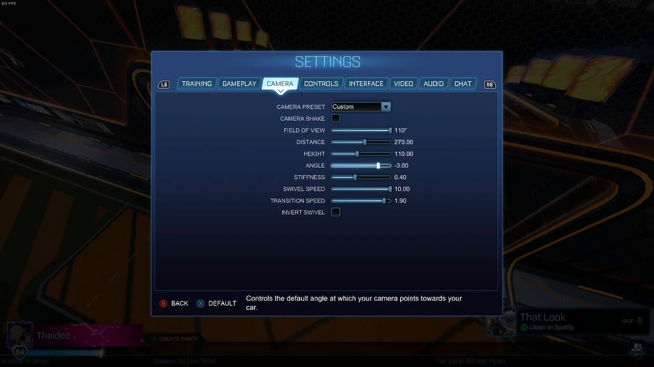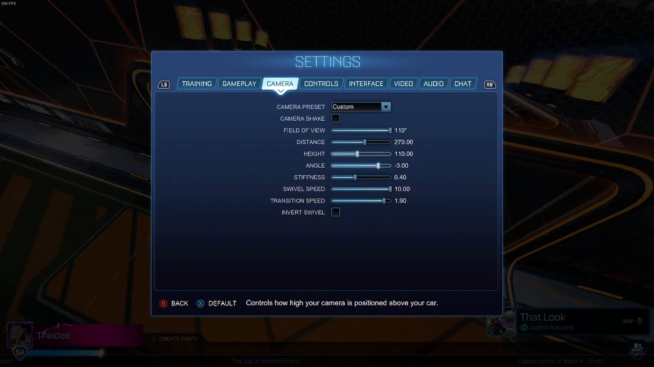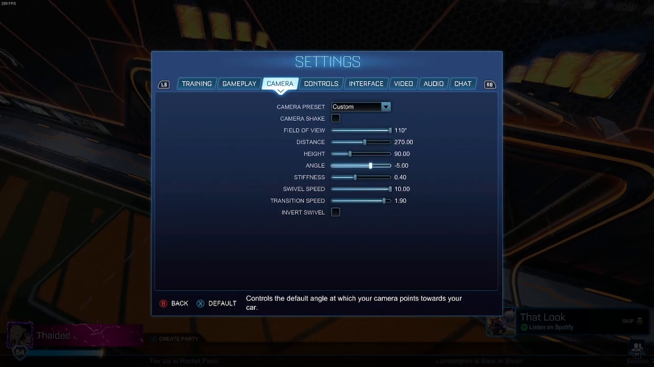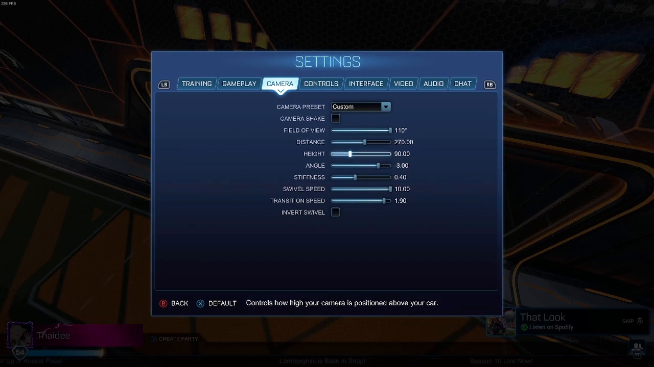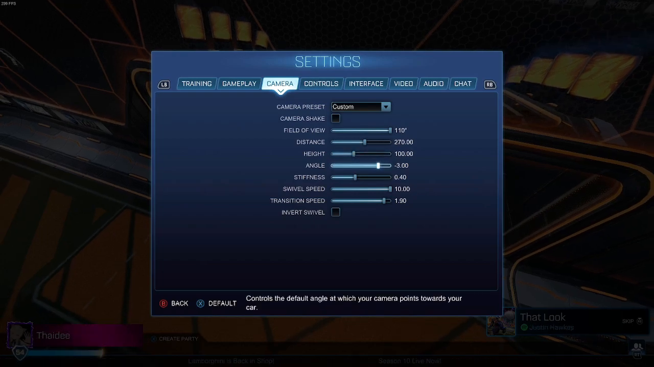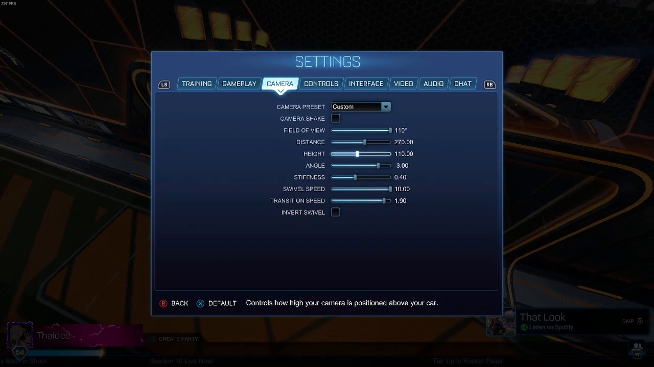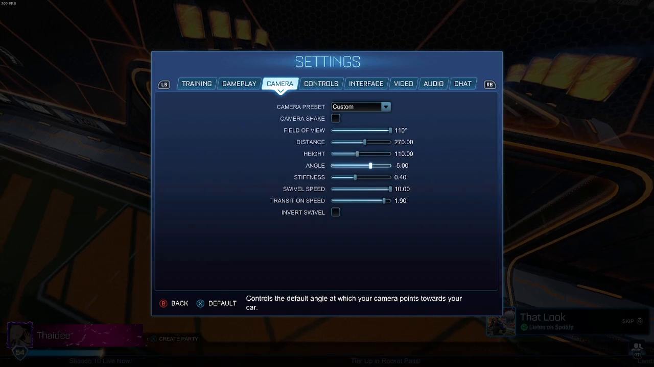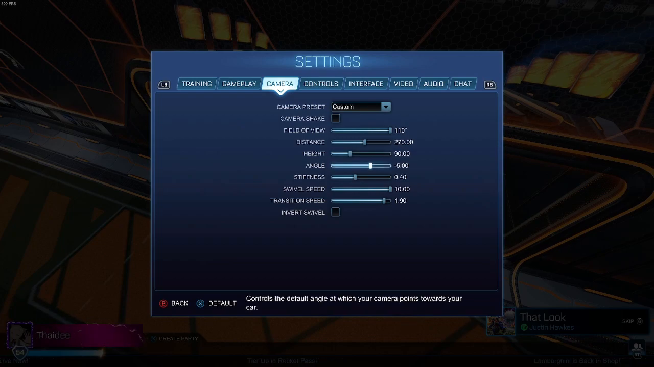Angle, kind of same thing. The higher you are, so I'm at 110, the lower your angle, so -3. And then typically if you go down to 90, you're going to have this up to -5. And then at 100, you can have it anywhere -3 to -5. They all have different feels, but typically if you're at 100, you're going to be at -3. You don't really want to go above that. And if you're going to be at 90, usually you're going to be -5 or -4.